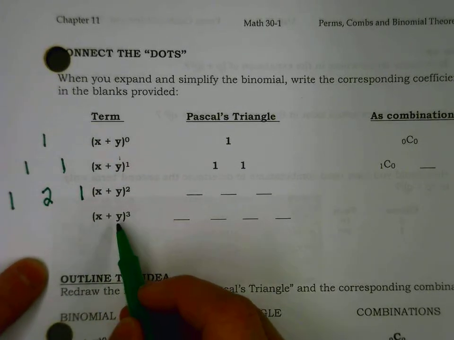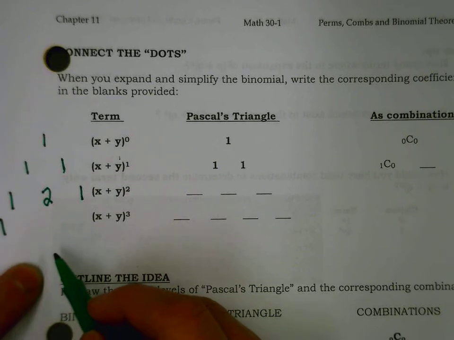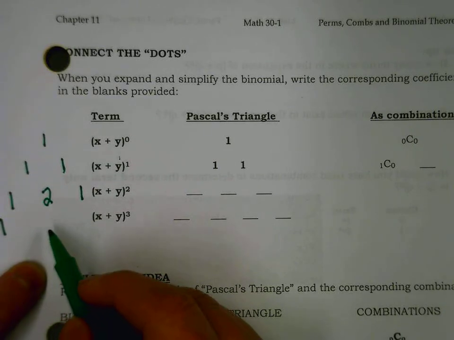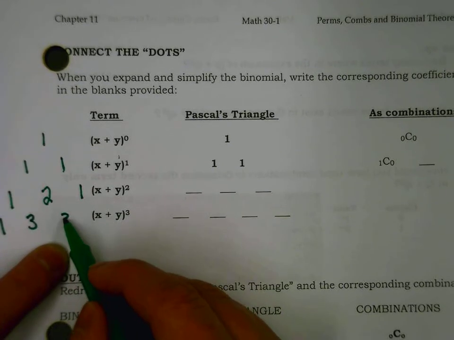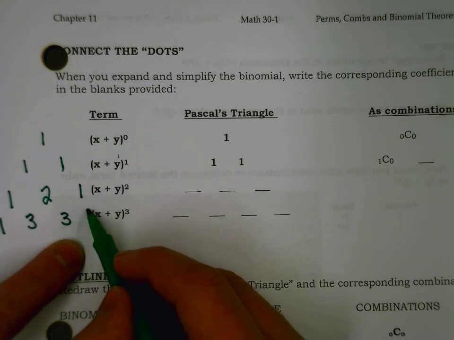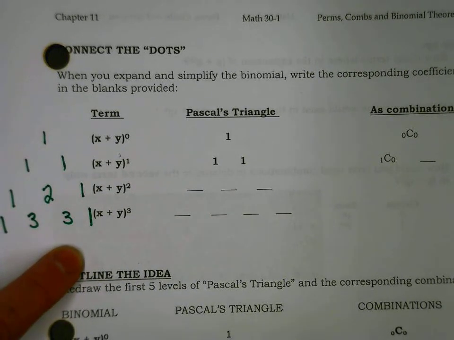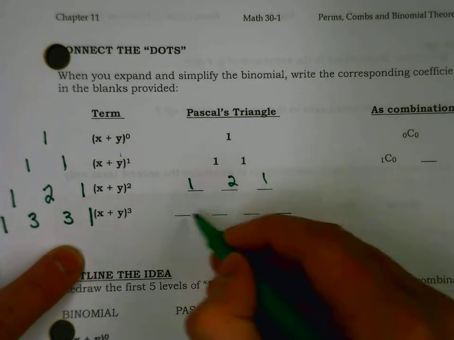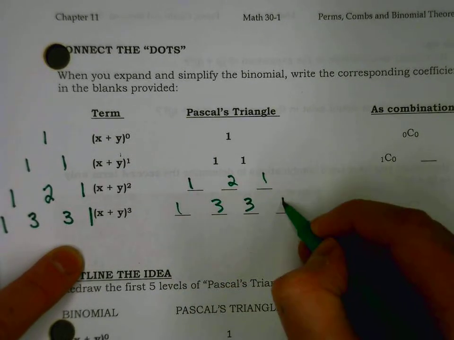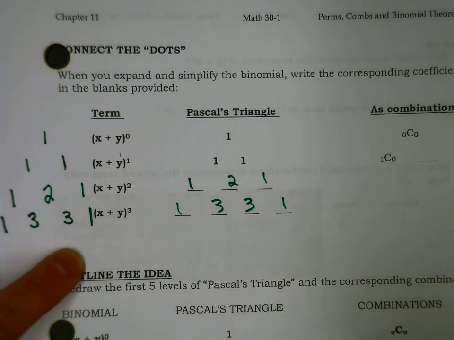In the expansion of x plus y cubed, you're more than welcome to give it a try, but you would end up with a 1 x cubed, a 3 x squared y, a 3xy squared, and a y cubed. Continuing this pattern produces Pascal's triangle. A 1, 2, 1, 1, 3, 3, 1, and of course, if we were to expand this to the power of 4, 5, 6, 7, every row of Pascal's triangle would simply produce the coefficients.